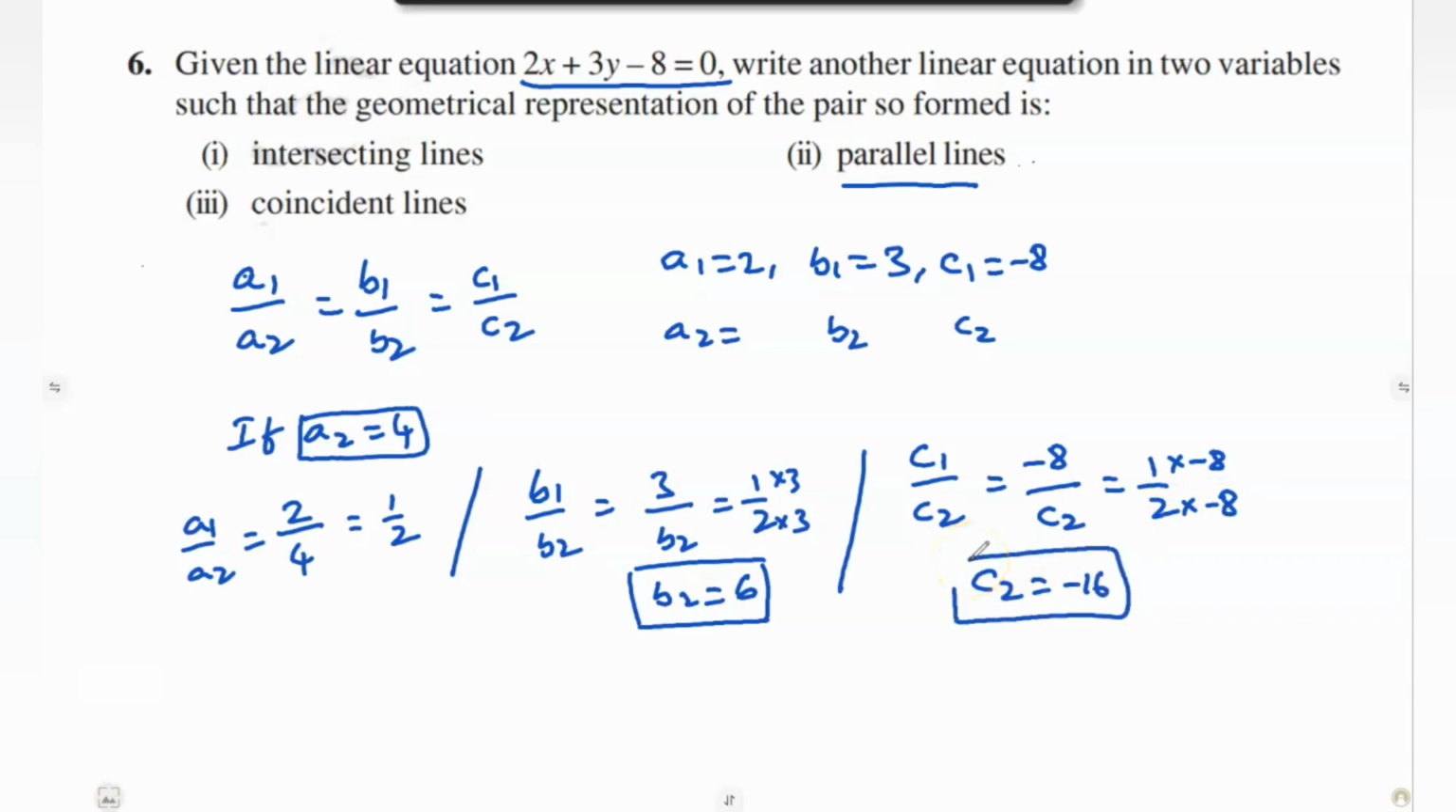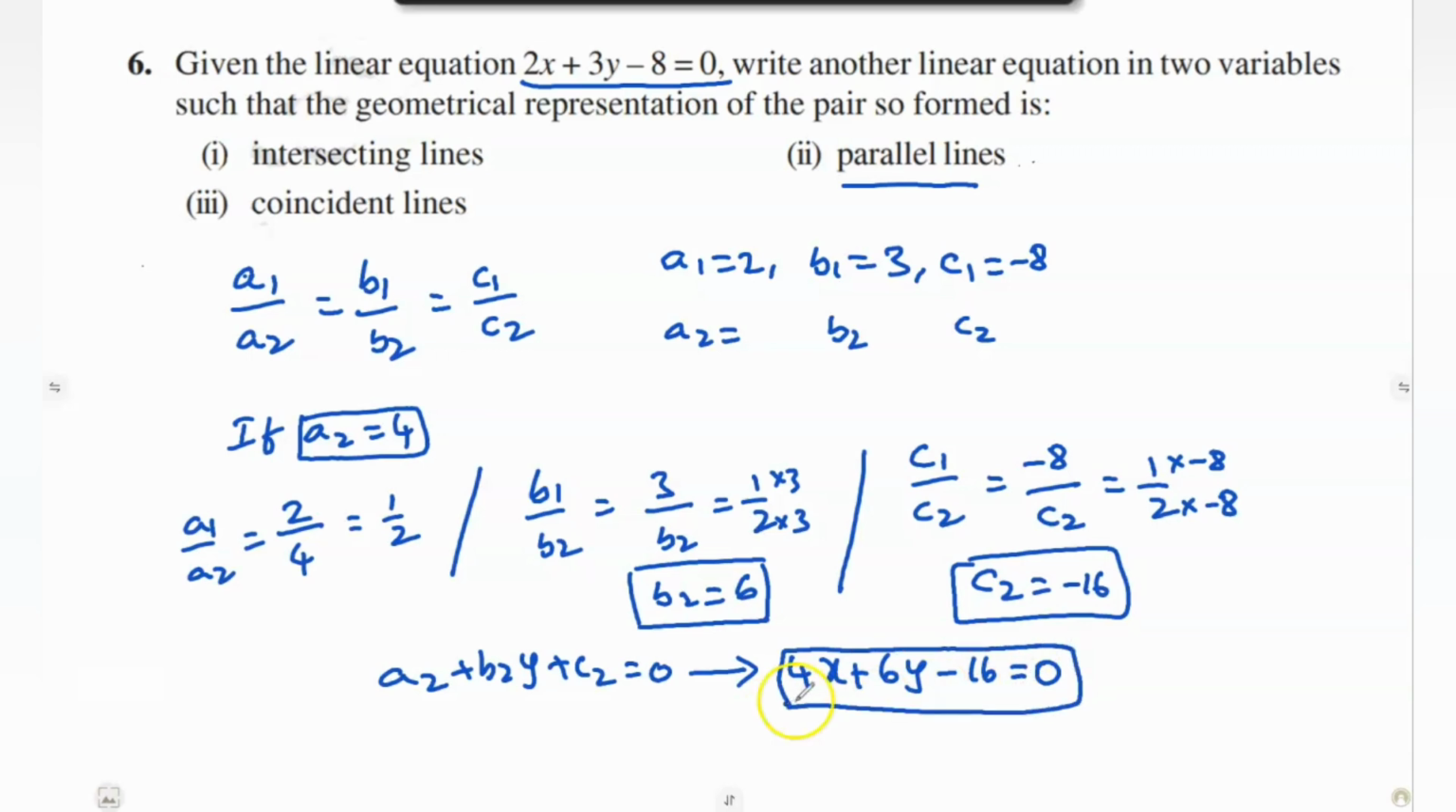So if c1 by c2 should be equal to half, then c2 should be minus 16. So my equation, a2x plus b2y plus c2 equal to 0, if I substitute all these things, becomes 4x plus 6y, where the c2 value is minus 16, so minus 16 equal to 0. So this is our second equation where the two given lines become coincident lines. Here a1 by a2, b1 by b2, c1 by c2 are all equal with this equation of this line.